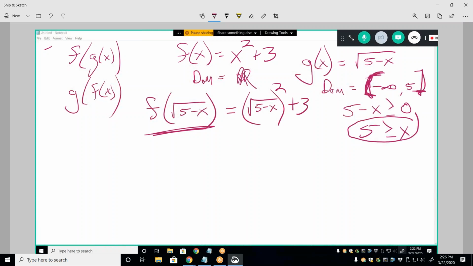Simplify that. What's radical 5 minus x, squared? It's just 5 minus x. Okay, so it's 5 minus x plus 3. Simplify that. So x equals positive 2. Hold on. We're not solving this. There is no 0 on the other side. What there is on the other side is this.